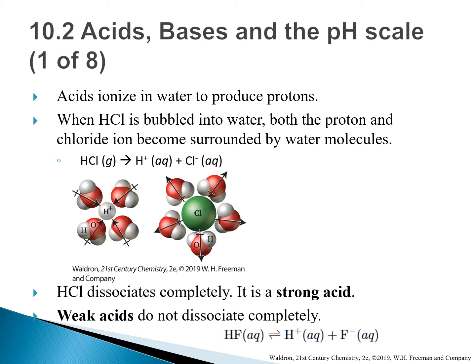The term we use to describe this process in which an acid makes ions in water is dissociation. Hydrochloric acid dissociates in water completely. We call it a strong acid. Other acids only partially dissociate in water. We refer to them as weak acids. In this case, we use a double arrow to show that the reaction is at equilibrium.